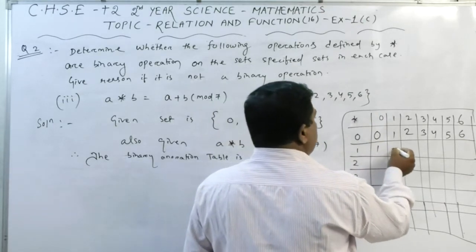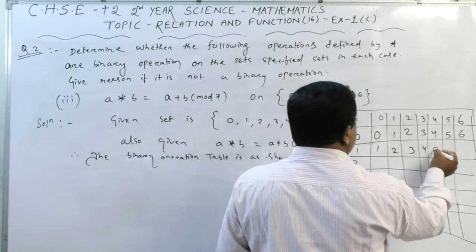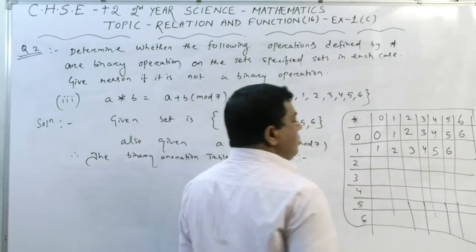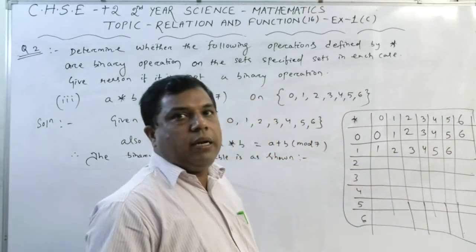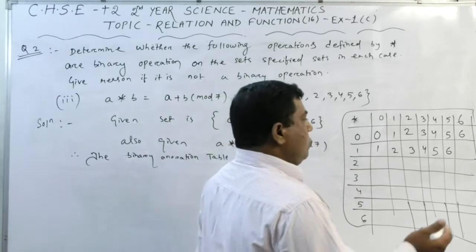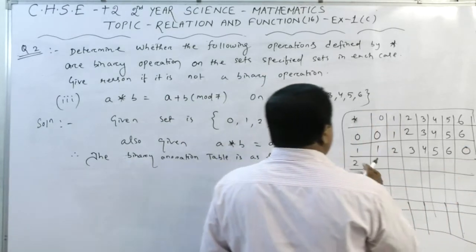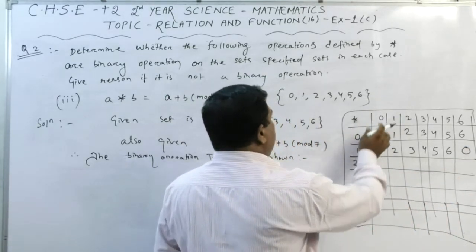It is 1, it is 2, it is 3, it is 4, it is 5, it is 6. And 1 plus 6, what? 7. So when 7 is divided by 7, you see the remainder is 0. 2 star 0 is what? 2 plus 0 is 2.